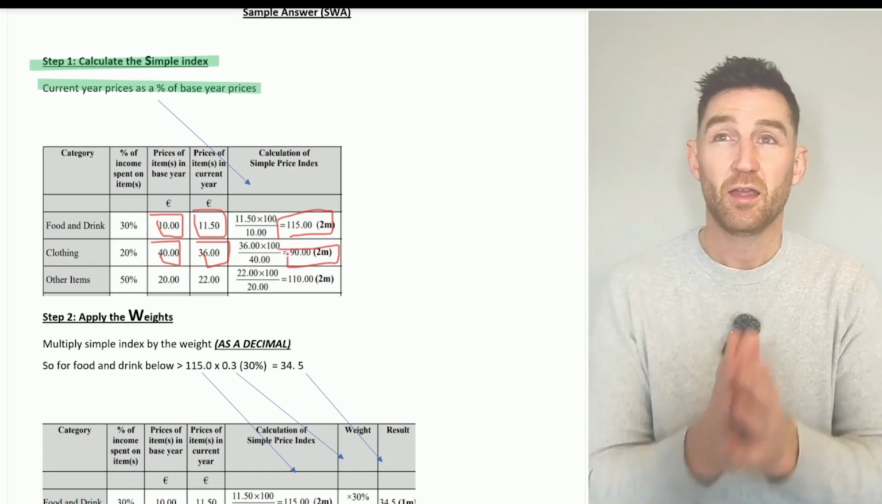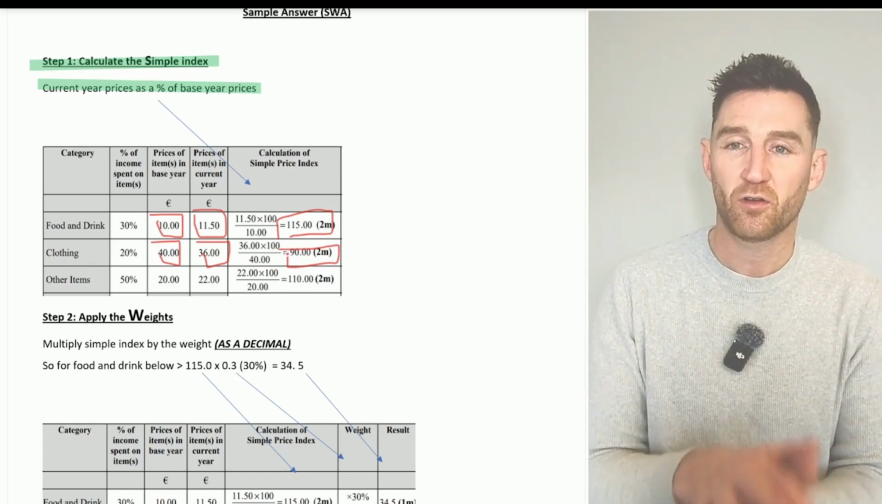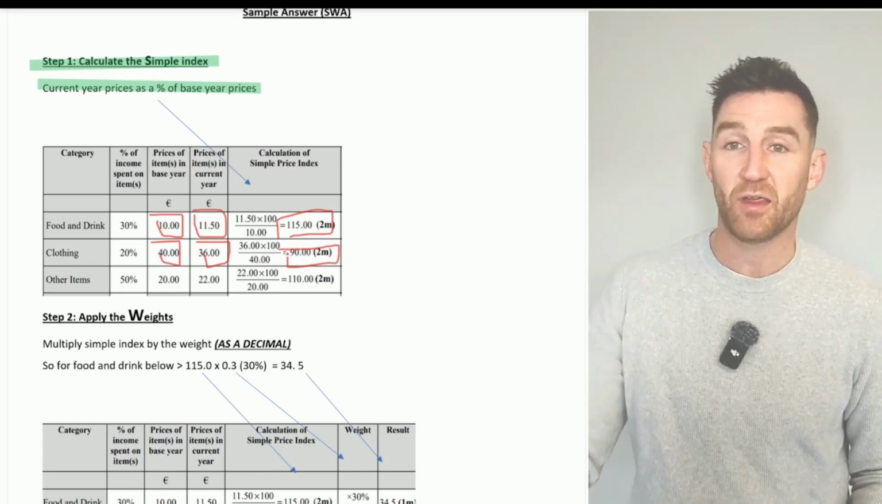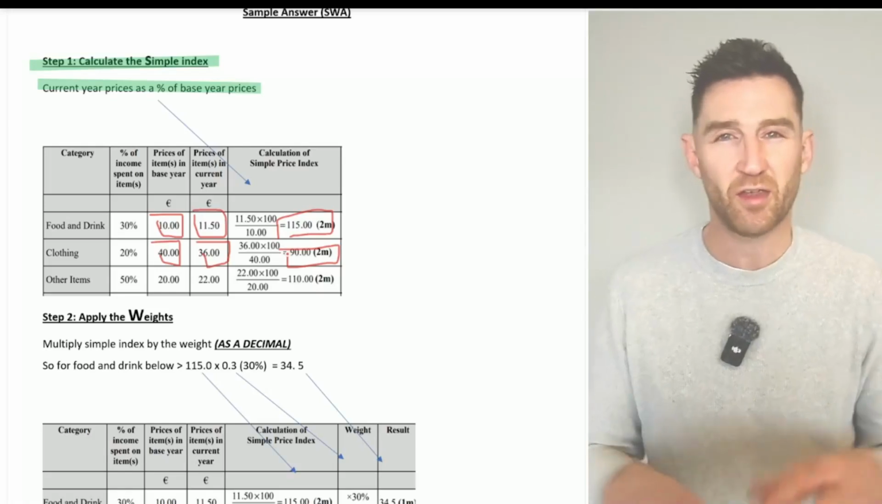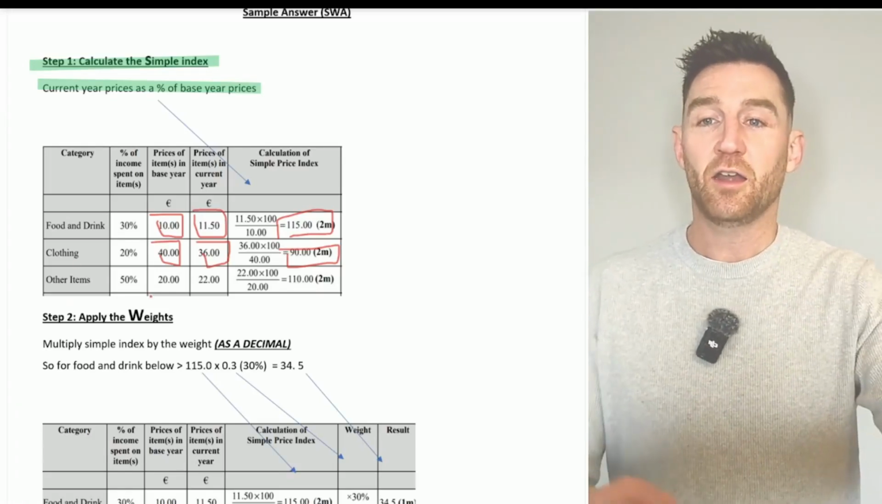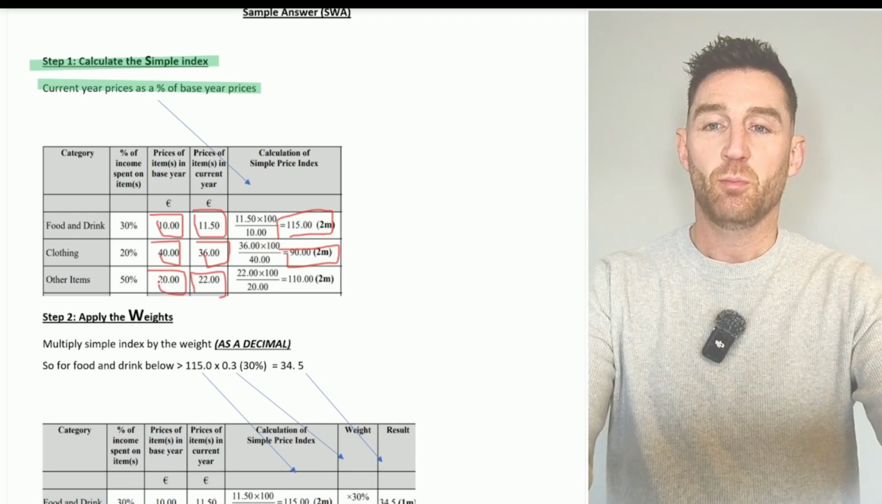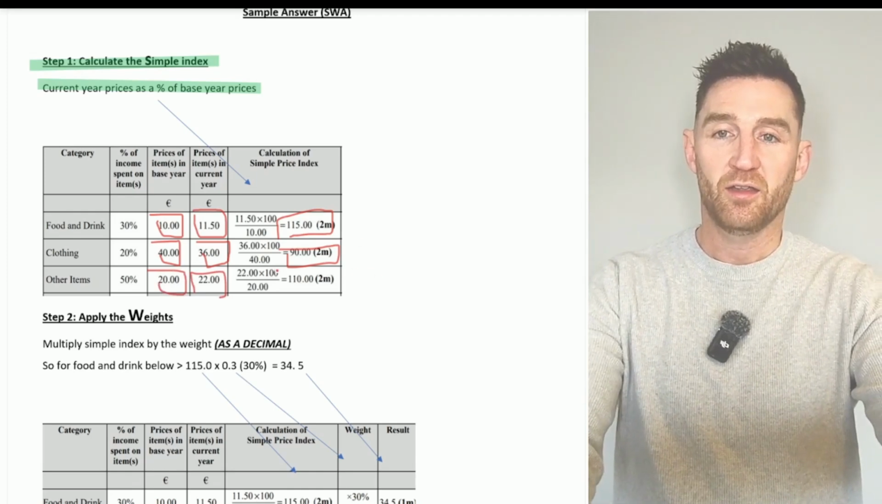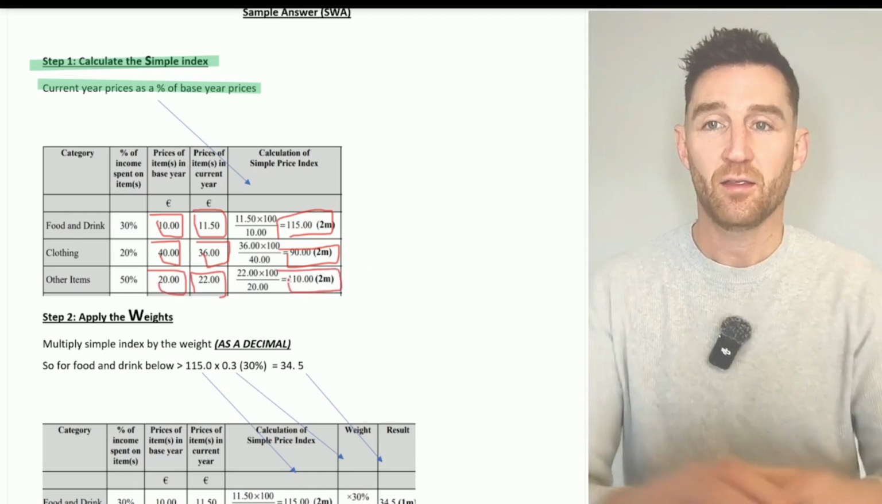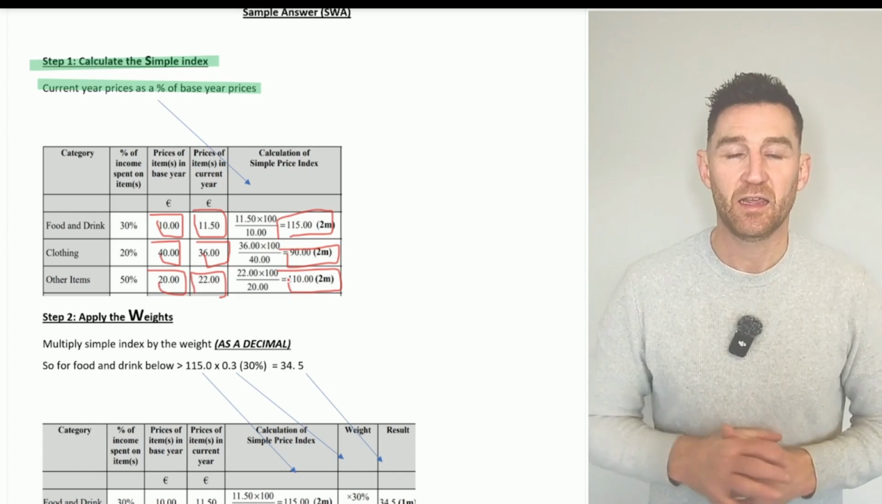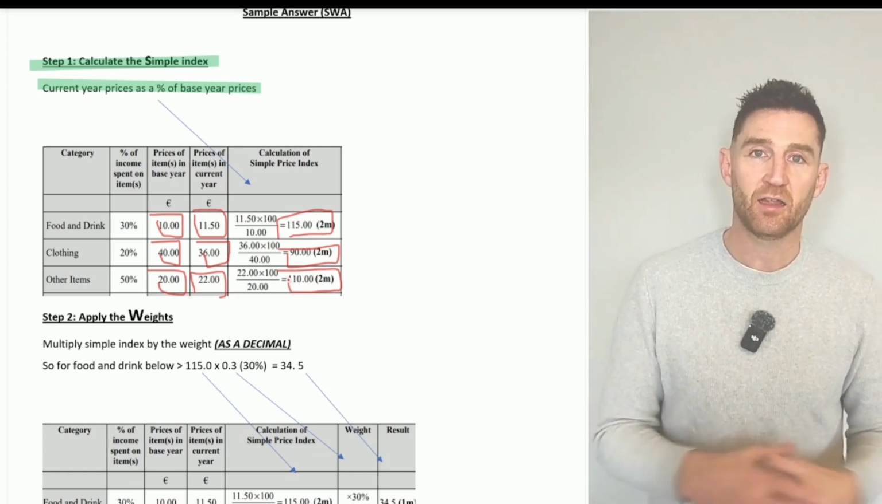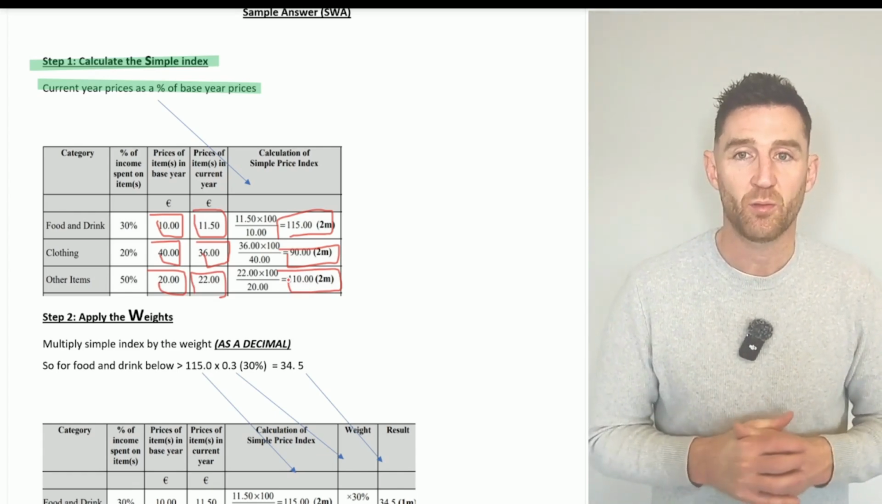So clothing are not the price. Current year price of clothing is 90% of the base year. So we've had deflation there of 10%, coming back to my index thing. And then other items, current year price are 22, divided by 20, multiplied by 100, and that is 110. So that is the first step in calculating inflation using a composite price index.